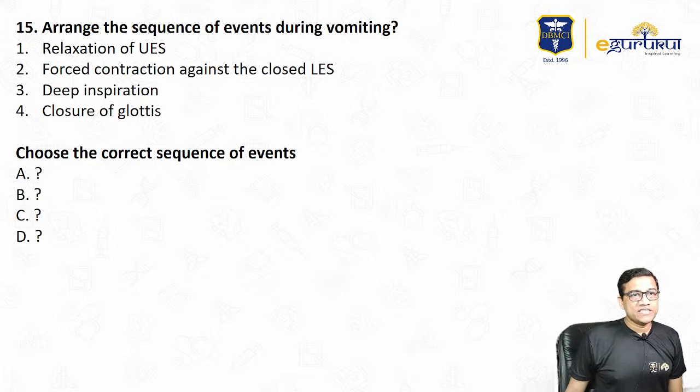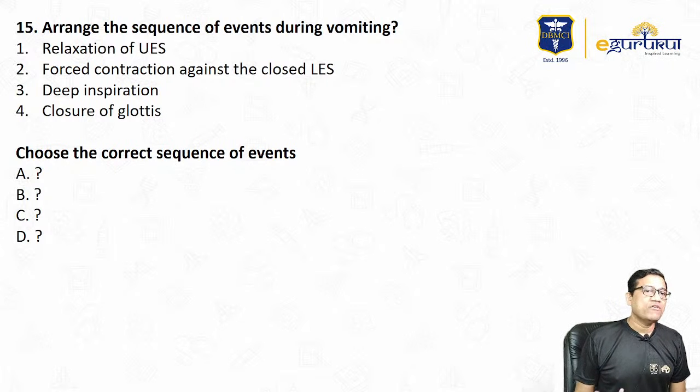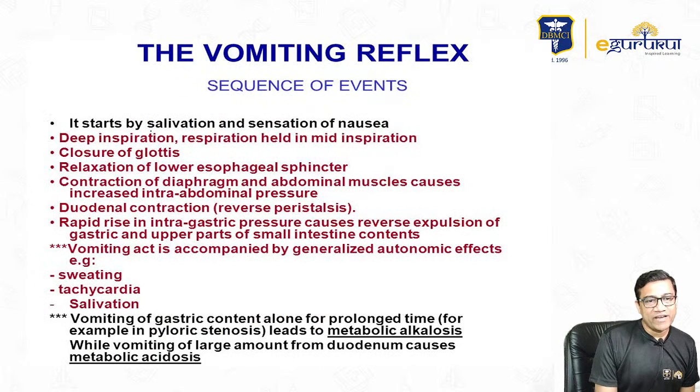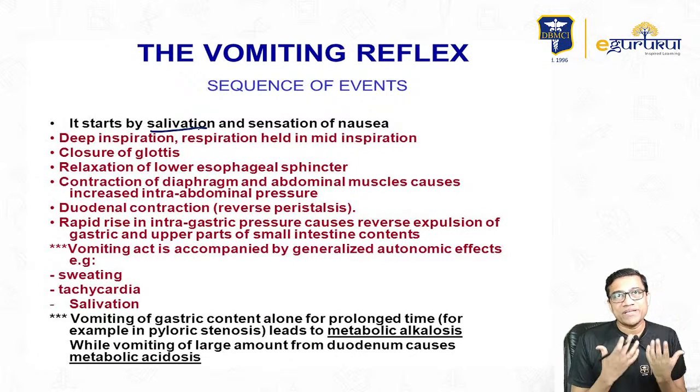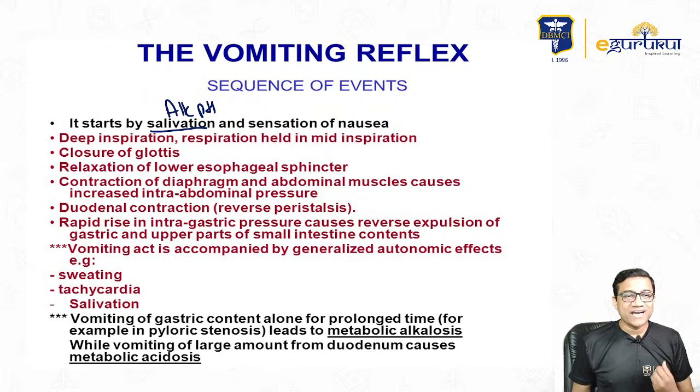Next, arrange the sequence of events during vomiting. So again, I have not got the sequencing here. So obviously what will happen first? We have to inspire first. I'll show the order. See. So what happens? First saliva occurs. Why saliva? Otherwise gastric vomiting can cause a burn. So that's why saliva occurs first, and this saliva is alkaline pH and it protects the airway. So there's a sensation of nausea and there is alkaline saliva secretion.